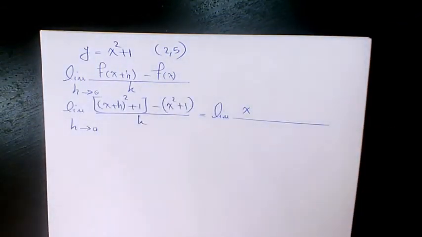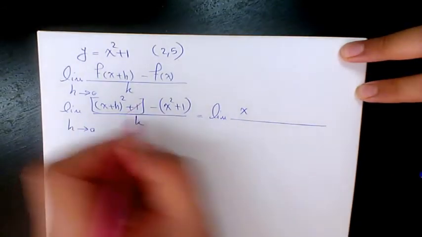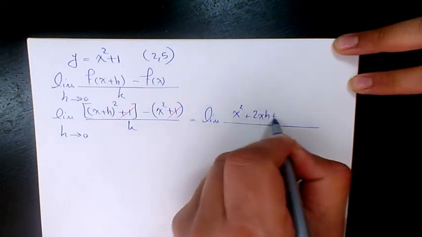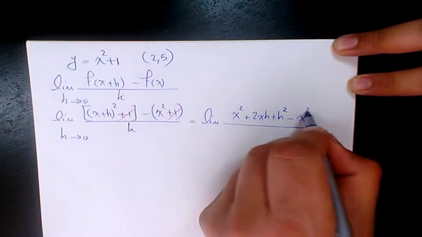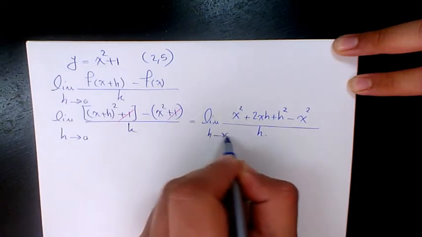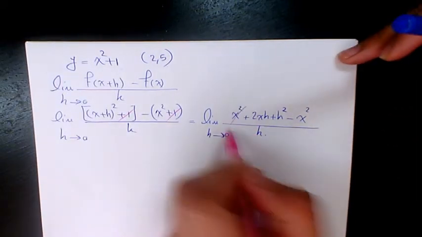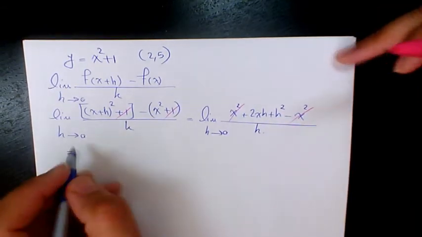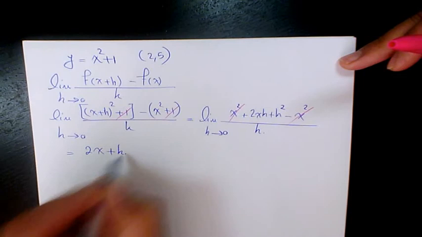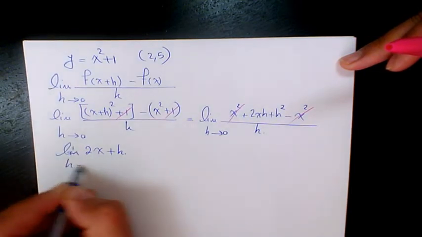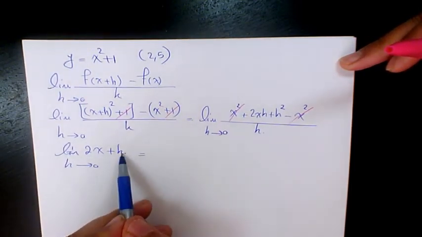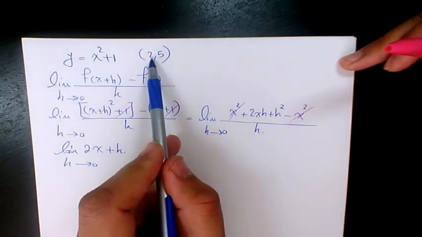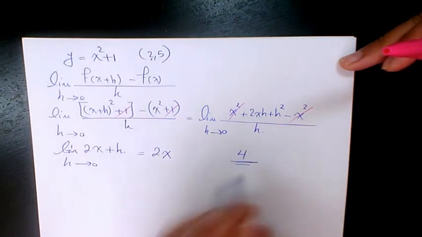First of all, I can cancel 1 and negative 1. It's going to be x squared plus 2xh plus h squared minus x squared divided by h when h is approaching 0. This and this cancel out, and h cancel out, and the answer is going to be 2x plus h. And since h is approaching 0, this part is going to be 0, so we have just 2x. 2x, when you substitute 2 for x, is going to be 4.